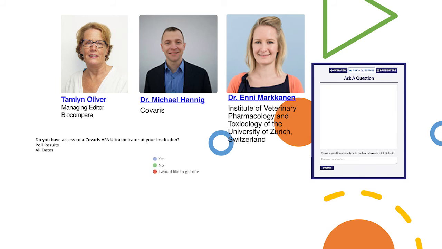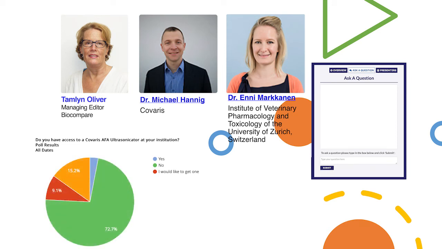Do you have access to a Covaris AFA-ultrasonicator at your institution? Yes, no, or I would like to get one. I'm going to give you a couple seconds on that. While we're waiting for these results, you can go ahead and submit any questions you might have for Michael or Enni. They're standing by, ready to answer your questions. All right, let's just get these final poll results. So a lot of people don't have access to one, but a considerable percentage would like to have access to one. Thank you for taking the time to answer those poll questions.